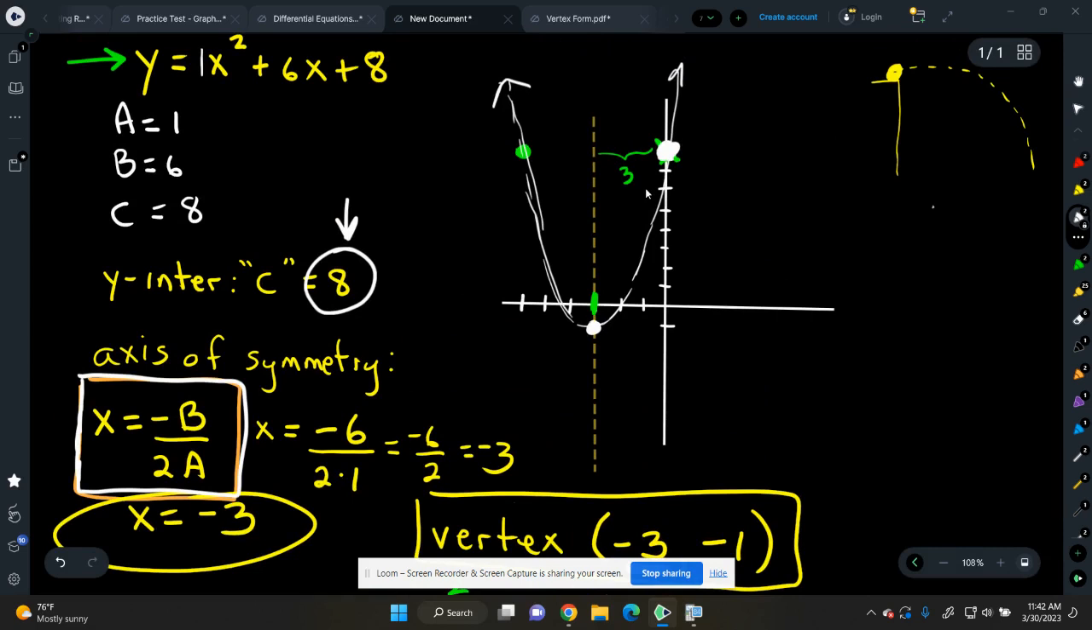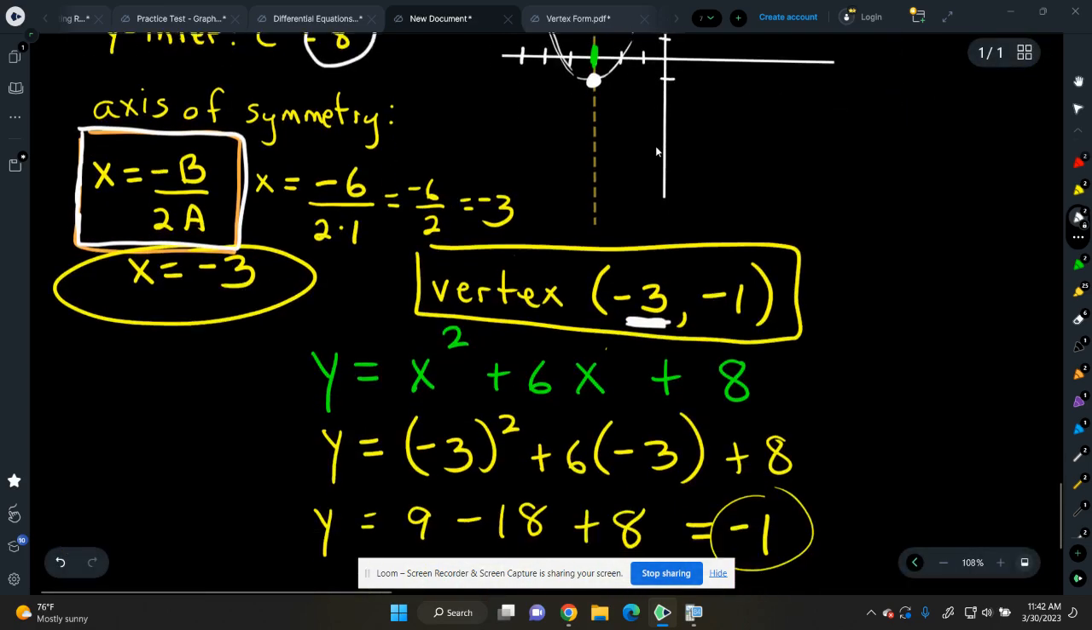And how did we get that first equation, y equals 1x squared plus 6x? That's the equation I gave you to graph. Okay, and we plug in the x. Now we just plot the symmetry point, and we're done. Okay? Let's do another one.